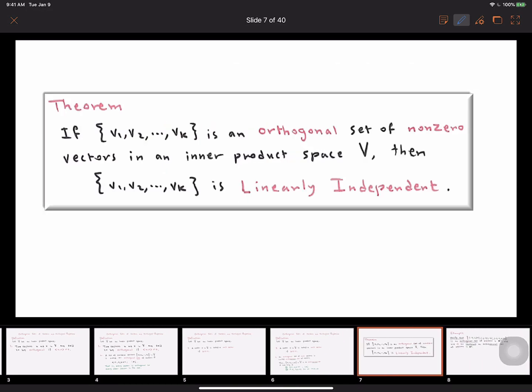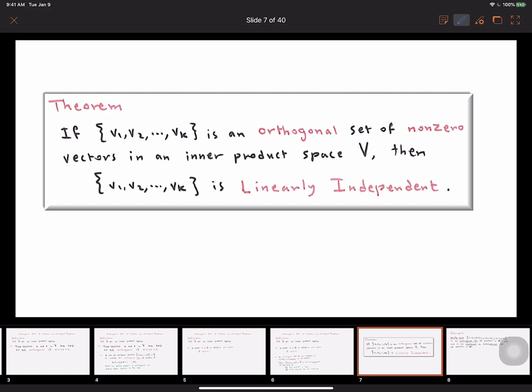Theorem. If the set of vectors v1, v2 up to vk is an orthogonal set of non-zero vectors in an inner product space V, then this set of vectors is linearly independent. This makes sense because if they are orthogonal to each other, they're not going to be proportional. That's one way to look at it, but of course they're not going to be dependent as a linear combination of a set of other vectors.